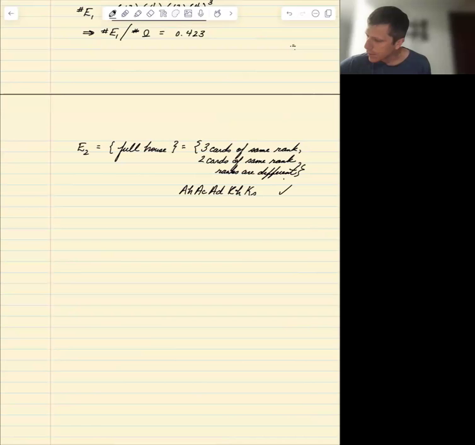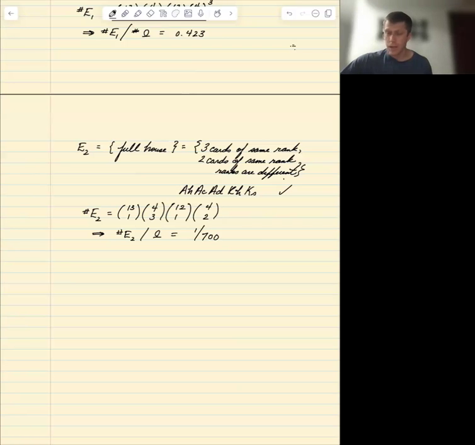How many full houses are there? Same logic. We need to pick the rank that's going to have 3 cards drawn from it. There are 13 ranks. Once we have a rank picked, there are 4 cards of that rank, and we have to pick 3 of them. Now to pick the remaining pair, we have to pick a rank of the remaining 12, and then once we have that rank, we have to pick 2 of those cards, 4 choose 2. It turns out about 1 in 700 poker hands are full houses.